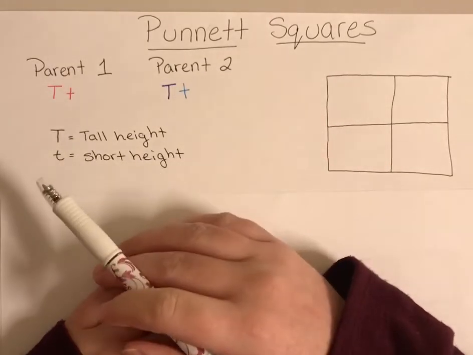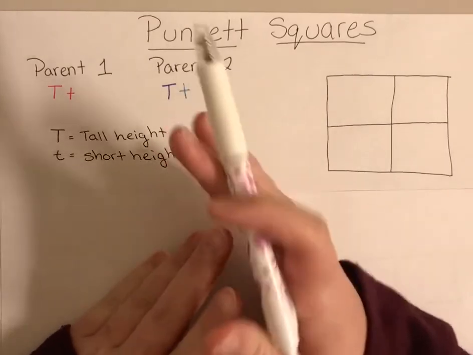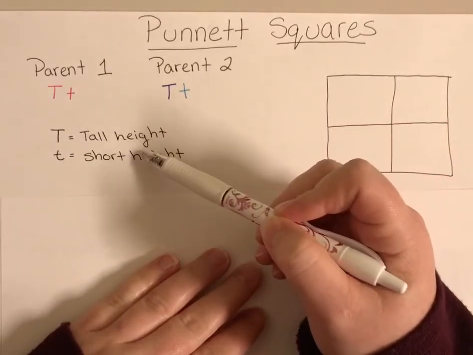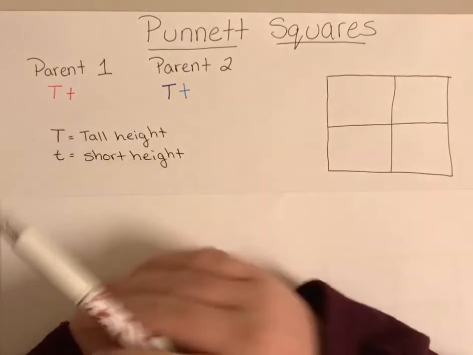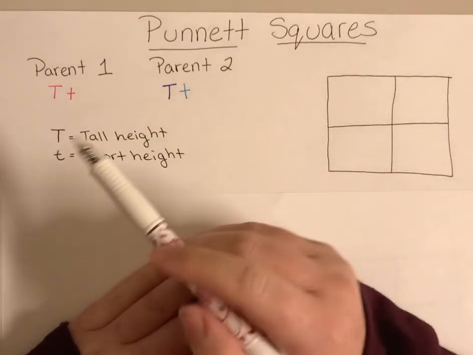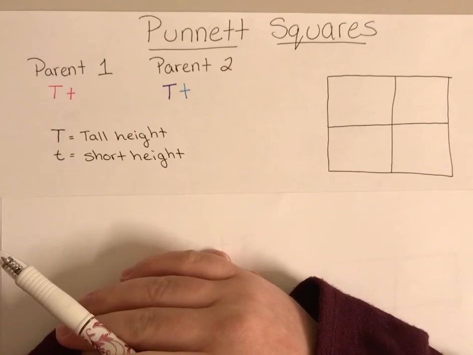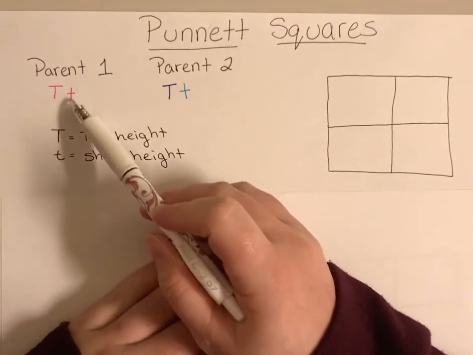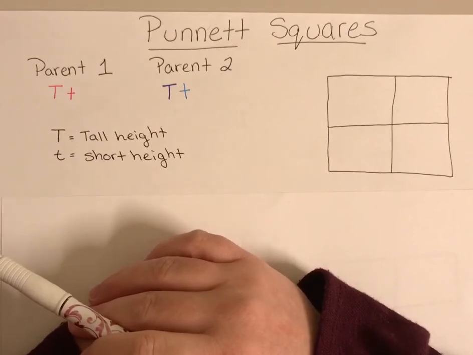The dominant alleles are represented by a capital letter, and the recessive alleles are represented by a lowercase letter. So in this example, we're going to look at two parent pea plants, and we're going to look at tall versus short. So tall is going to be the dominant allele, and short height is going to be the recessive allele. So our capital T here represents tall, and our lowercase t represents short.